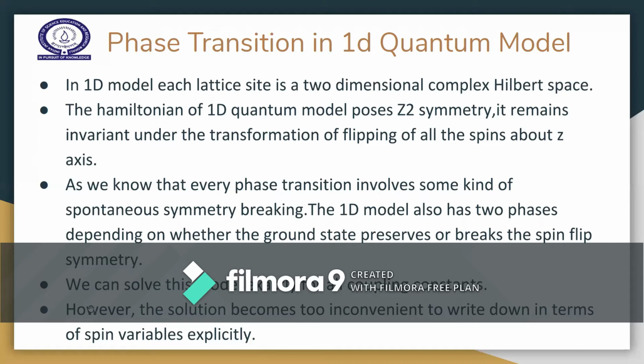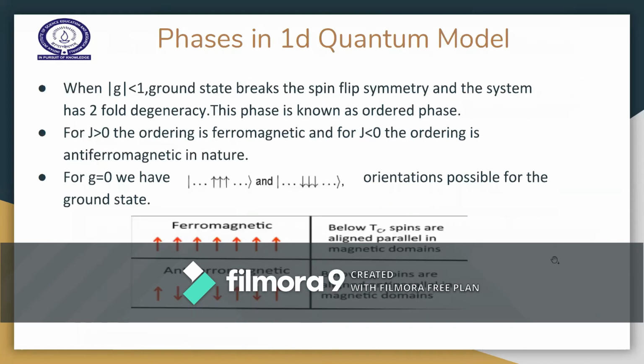How can we solve this model exactly for all the coupling constants? Later on, various scientists solved this model analytically. They gave the complete spectrum of the Hamiltonian of this 1D quantum model. We will not go into the details of that, but we will shortly see the transfer matrix formalism for this model. However, the solution becomes too inconvenient to write down in terms of spin variables explicitly. So let's first discuss the kinds of phases.